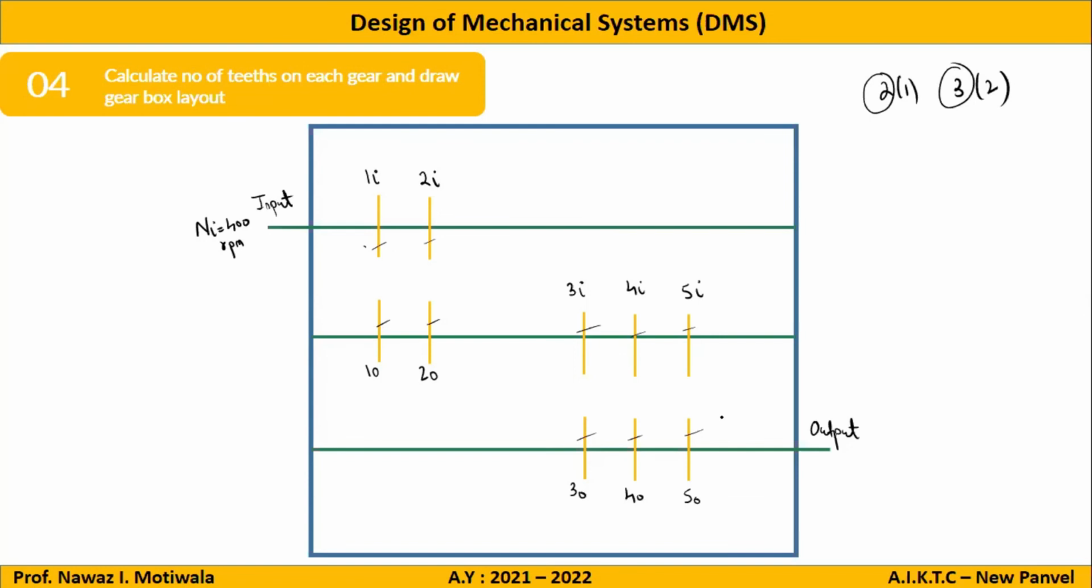ठीक है? So this is the conceptual gearbox layout. It is not the final one. I have just drawn the conceptual layout कि हमारा gearbox ऐसे दिखेगा. Now our task is to find out what will be the number of teeth on this gear, what will be the number of teeth on this gear, and so on. So this will be my next task, to find out the number of teeth on each gear. Okay, so we will continue it in the next class, but just one thing I want to ask you.